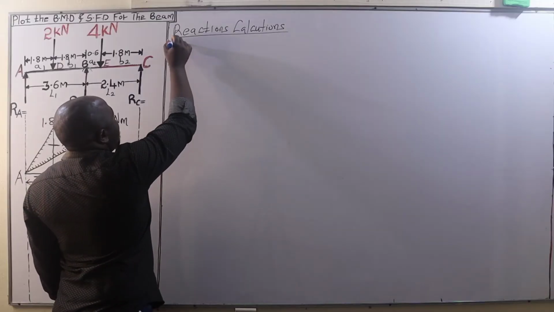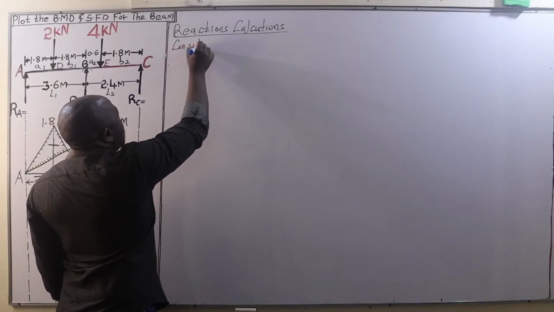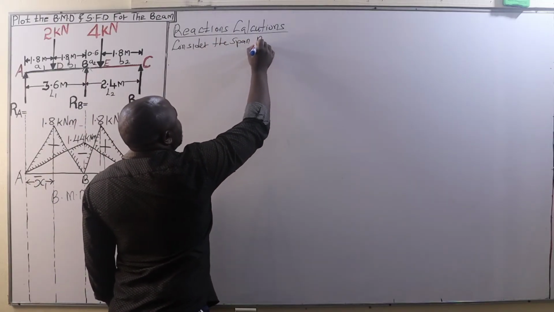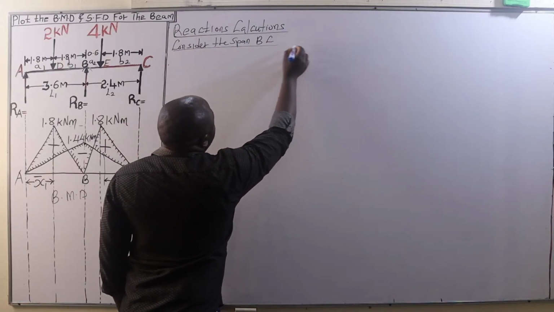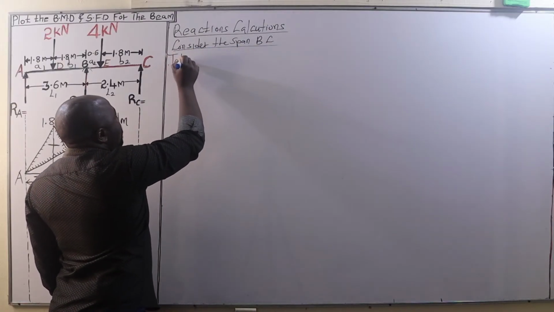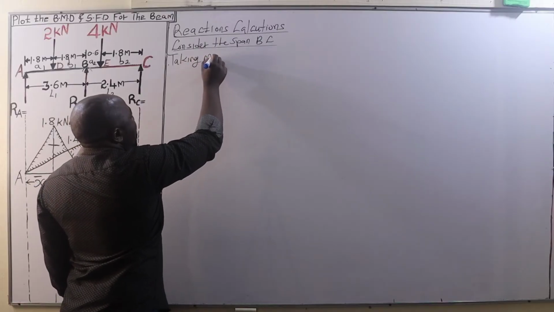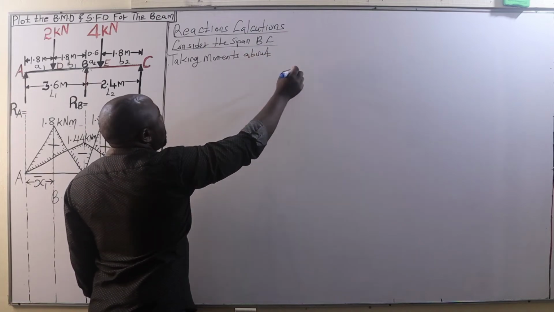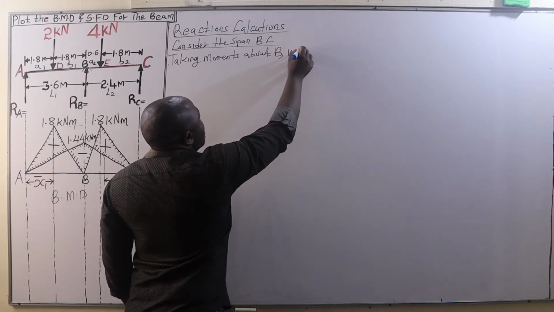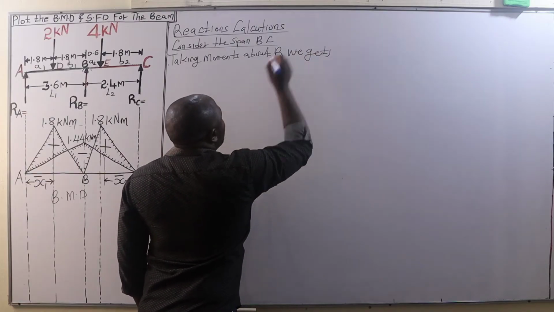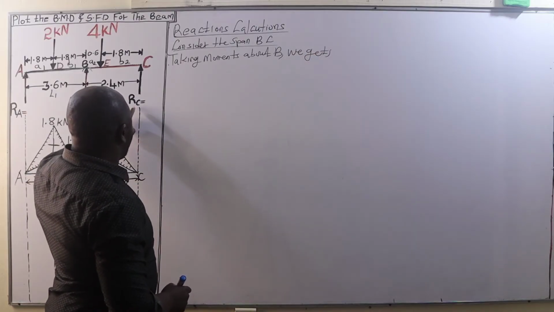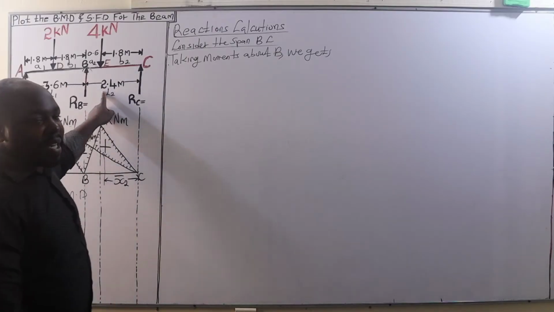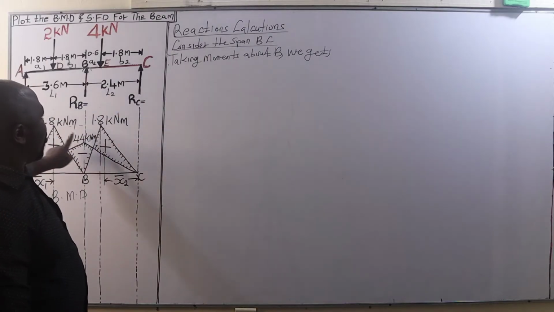Consider the span BC. In the span BC, we are going to take moments about B. Taking moments about B, we are going to get what? Good. So this is going to be RC multiplied by the distance from C to B, which is 2.4 meters. Remember, that is an anti-clockwise moment.